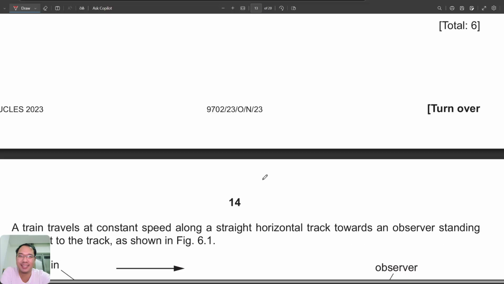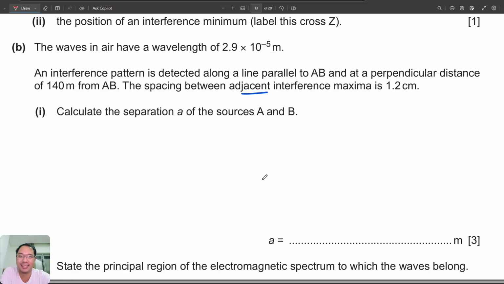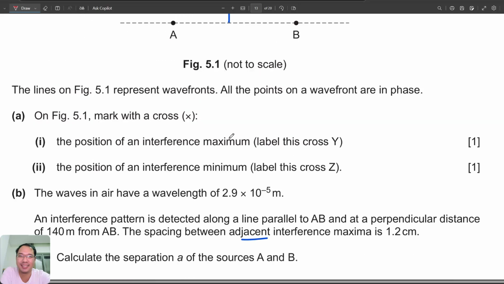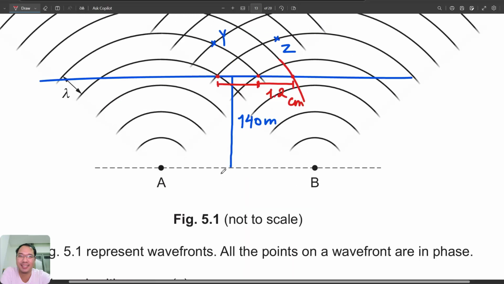What is the question? Calculate the separation a of the sources A and B, the distance between A and B. a is what they ask for, this distance. How do we determine that?